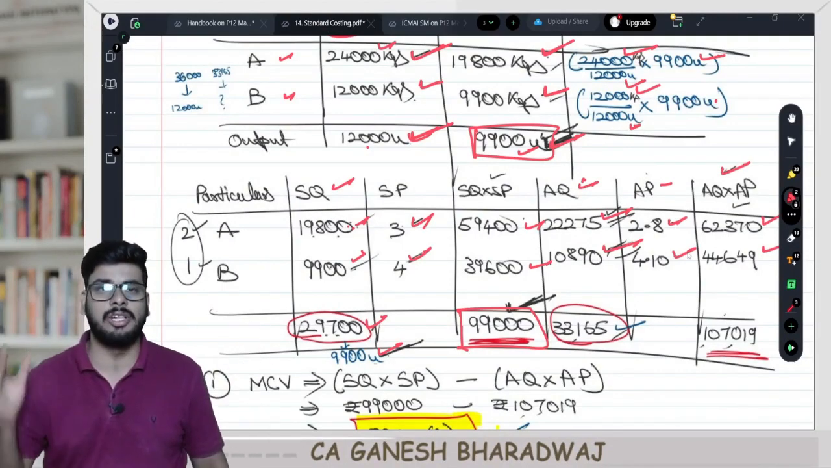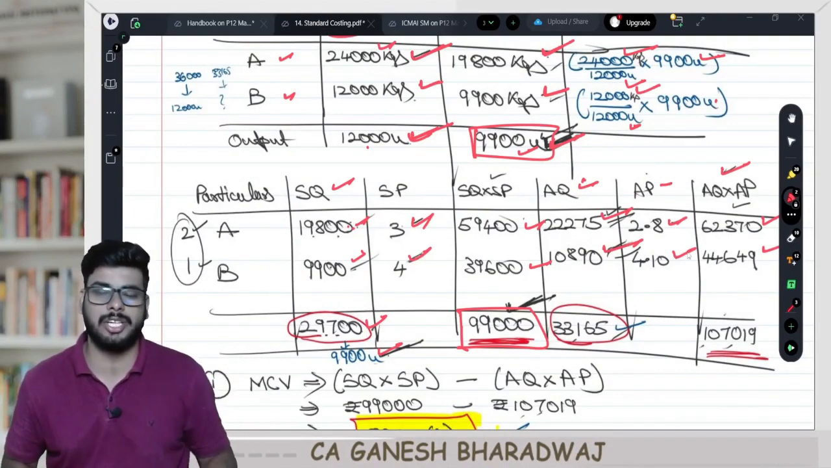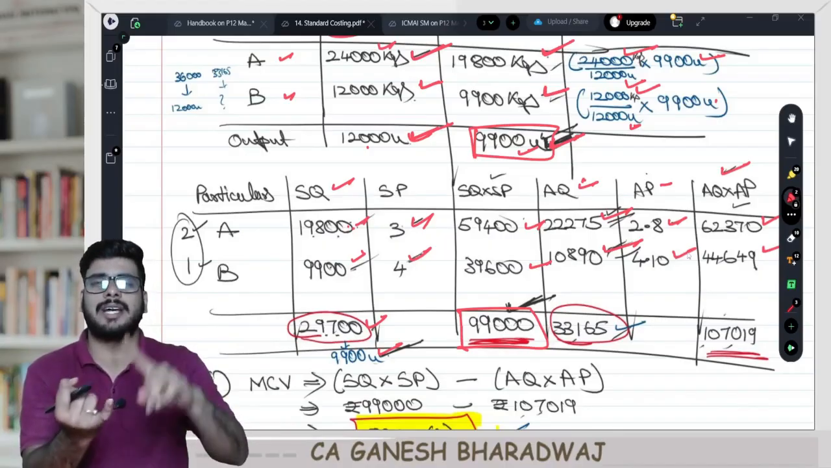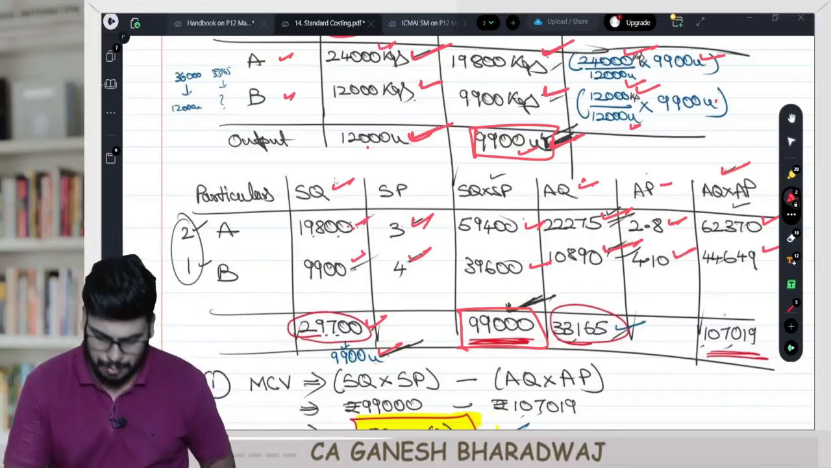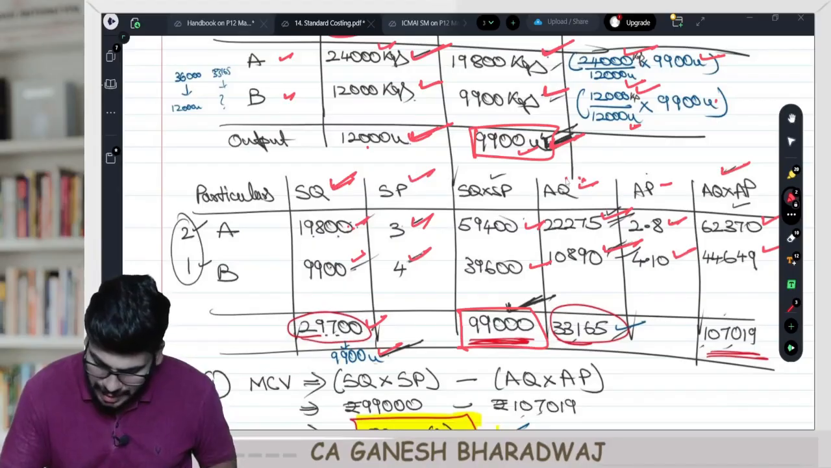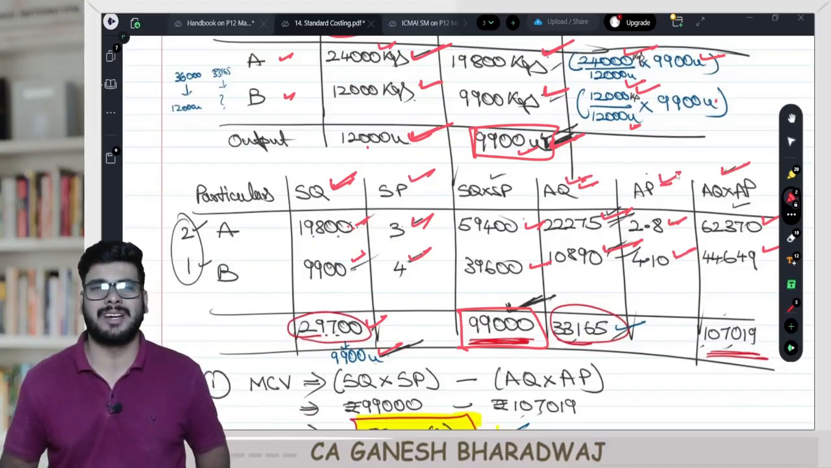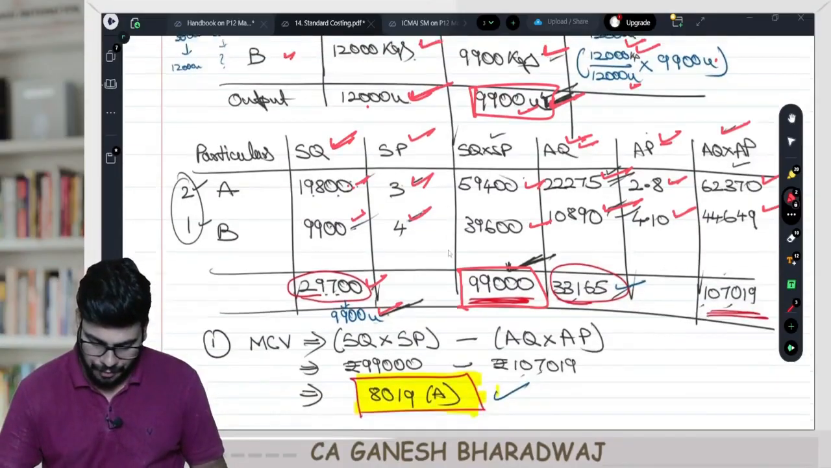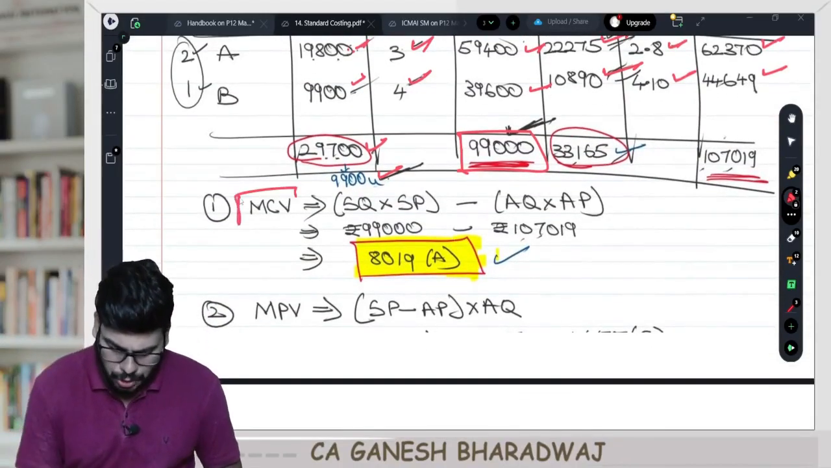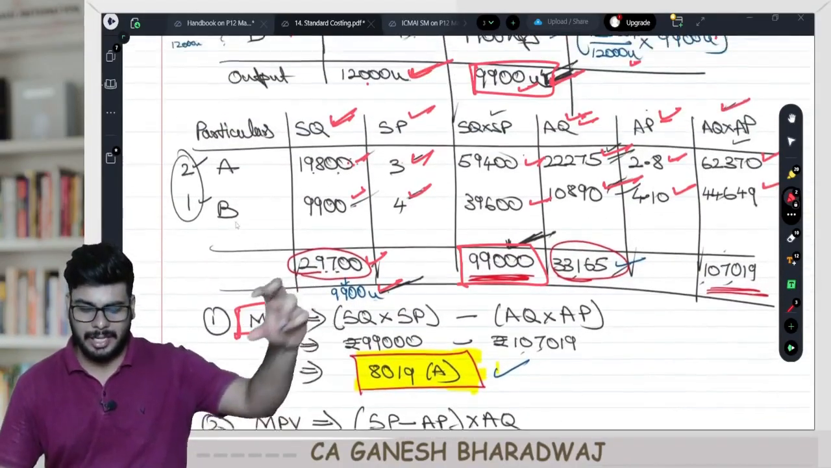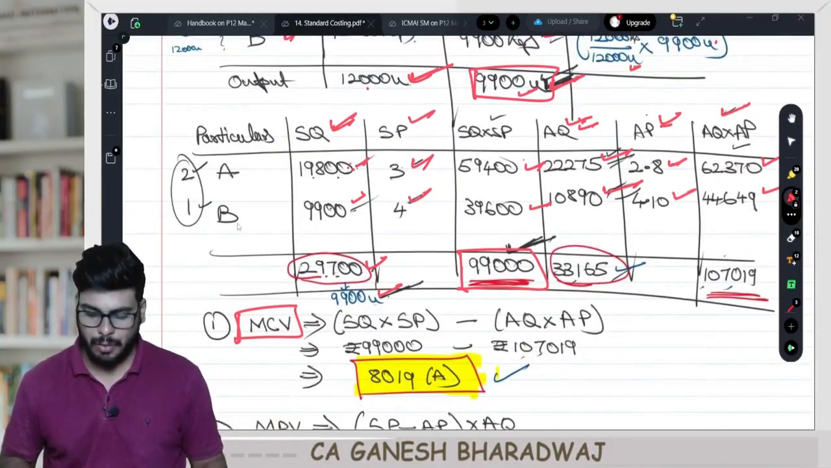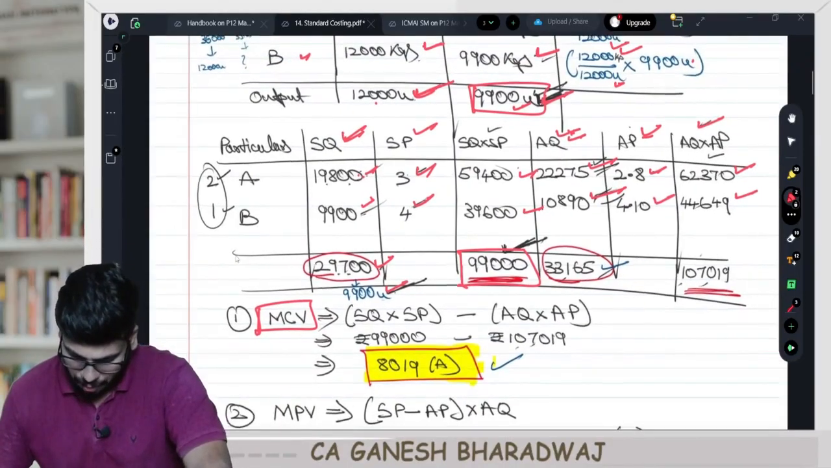Now we have got all the ingredients basically for calculation of the variance. What do you need? You need the standard quantity, standard price, actual quantity, actual price. Now raw material wise, we have all the breakup. Right, now it's just a matter of substituting the figures and arriving at the answer. Now first, guys, what is the total material cost variance? So standard quantity into standard price minus actual quantity into actual price. Basically, we have already done this.